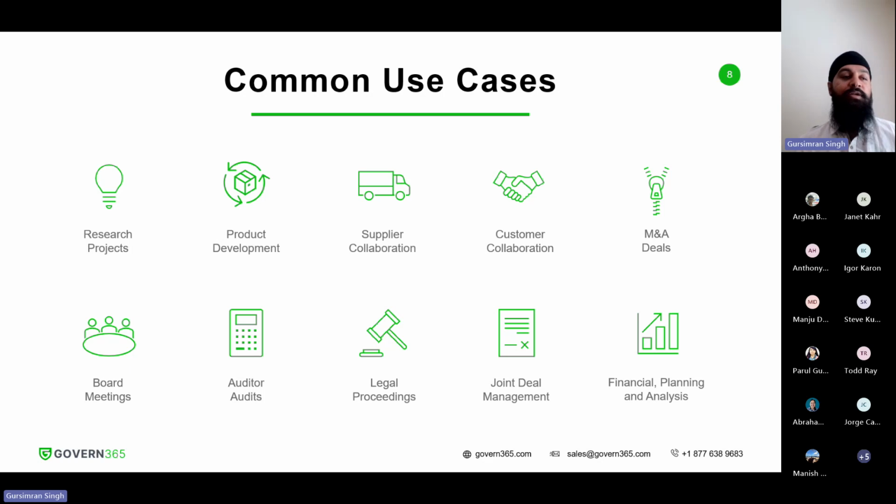Financial planning and analysis is another big one. Because this data is, like we mentioned, in the highly sensitive category, we want to be able to protect that with the utmost level of security.